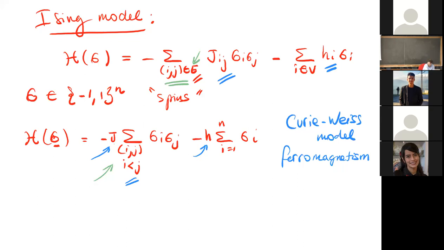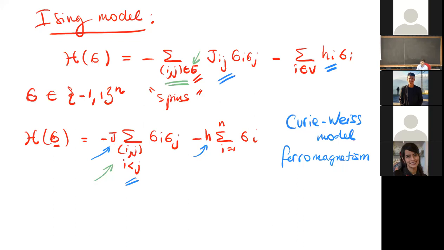So what happens when H is positive? What does it favor? Positive spin. If H is positive, the probability is higher if the spin is positive. Exactly. So if H is positive, then the energy will be lowered when the spins are in the upwards direction. While if H is negative, it's the opposite.